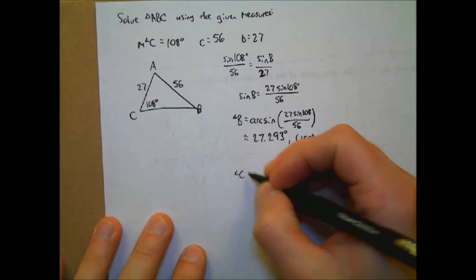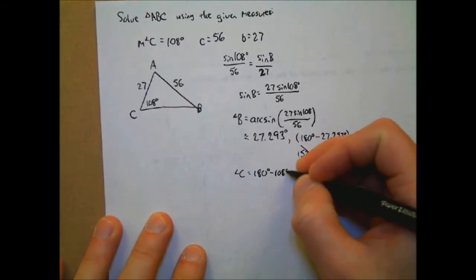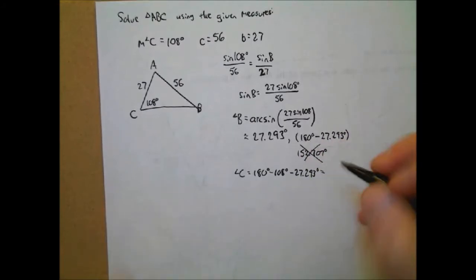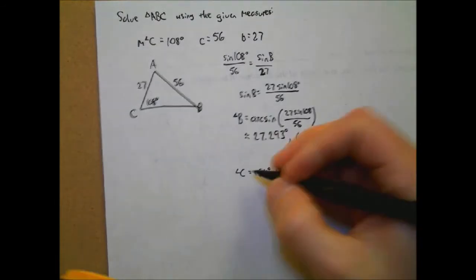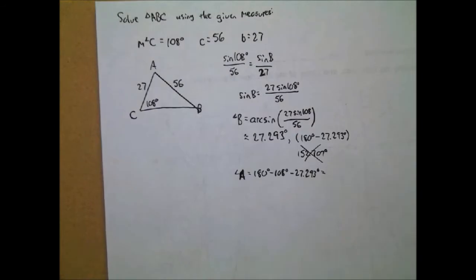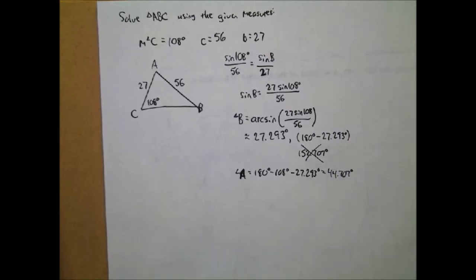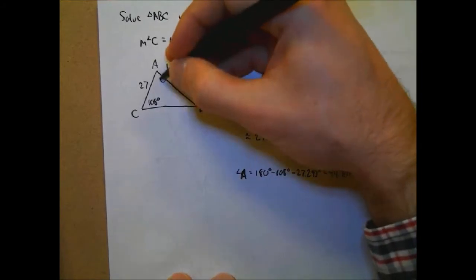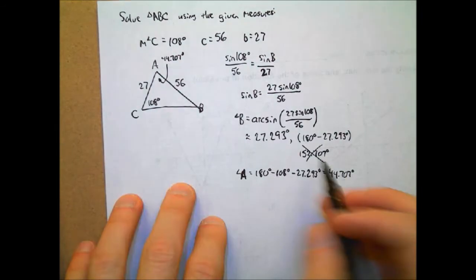We'll do 180 degrees minus 108 degrees minus the 27.293 degrees. And so we get C to be, you mean A? Sorry, angle A, thank you. Angle A to be 44.707 degrees. And I'll put that up here. And again, we have angle B is 27.293.